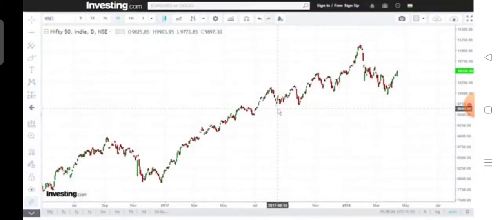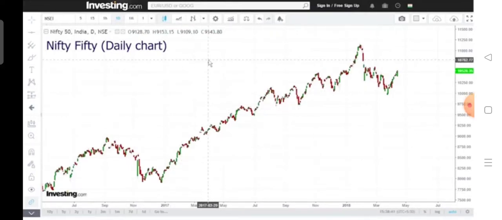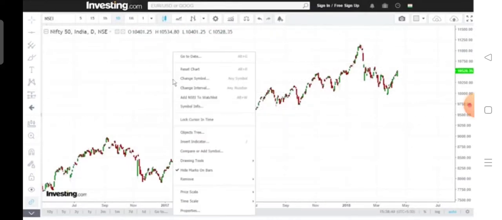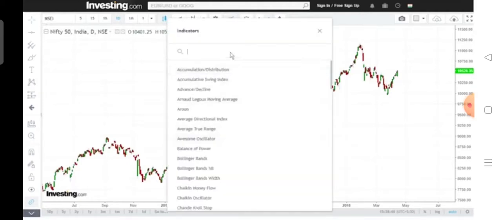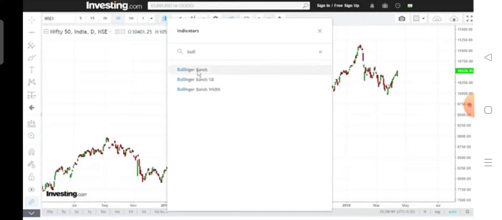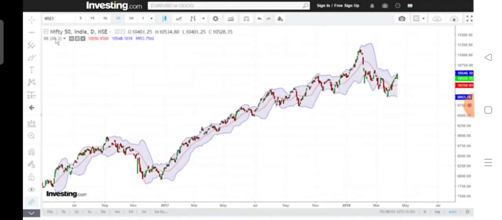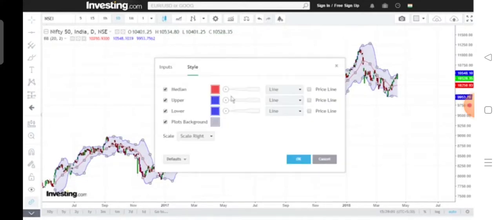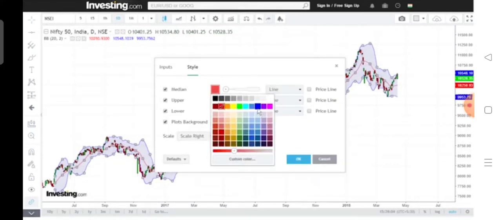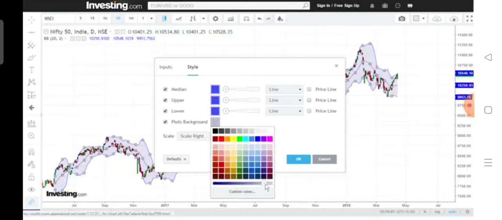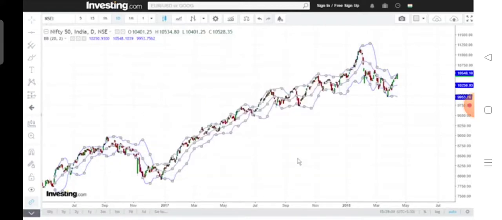Now let us look at the chart and see how the Bollinger Band looks. Here we are looking at the daily chart of Nifty in the investing.com charting platform. Now let us add the Bollinger Band into the chart. See, the standard 20 period moving average and 2 sigma away upper and lower Bollinger Band has been drawn, and the 20 period moving average has been drawn in red. Let us customize the way it looks a little bit. So here is our Bollinger Band.